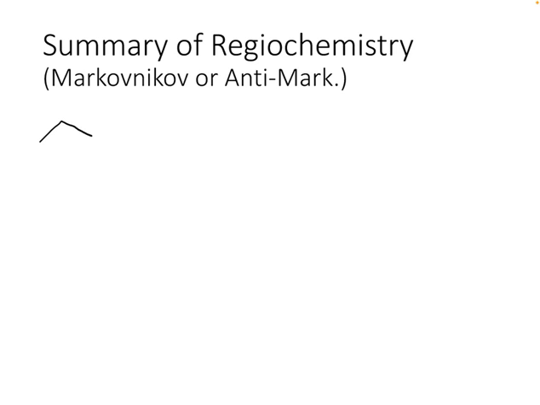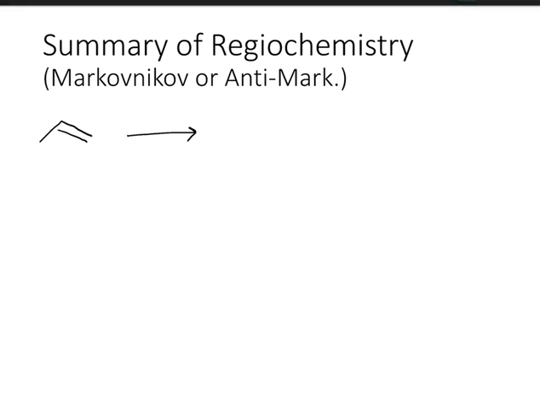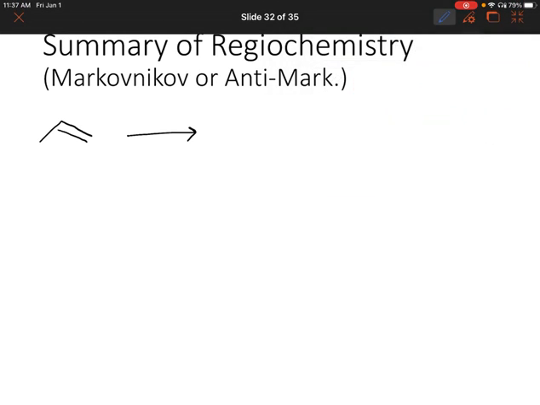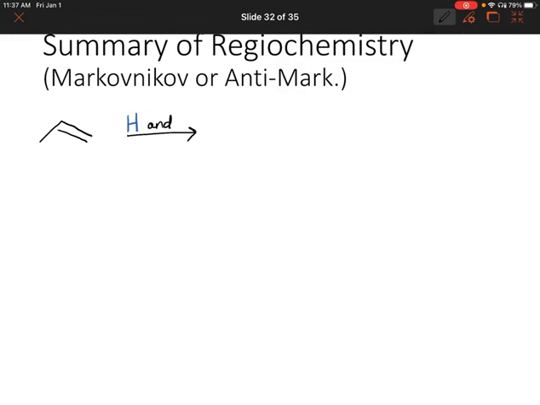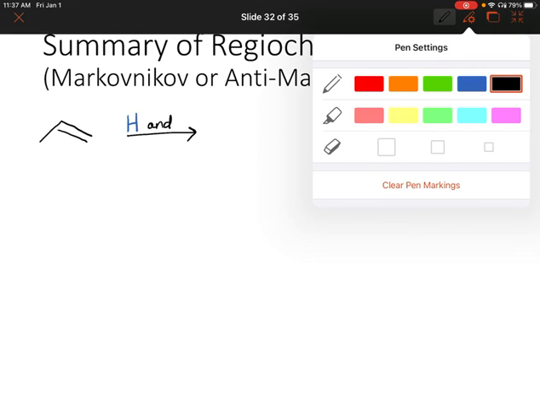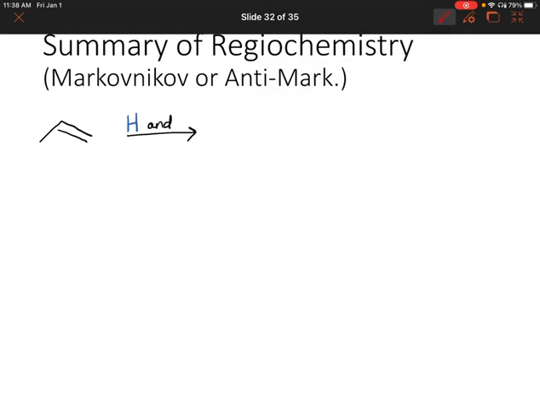So let's just start by drawing a reaction of an alkene. And we're going to add, let's see, I'll use different colors. So we're going to add a hydrogen and some other functional group, like a halogen or an alcohol, for instance. So we'll draw that in red, and we'll just label it A. Okay, so we could end up with two different products depending on the reaction that we use.